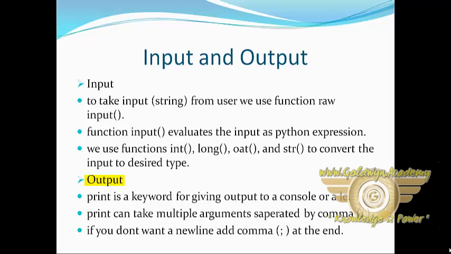Now we see the output. Print is a keyword for giving an output to a console or a file. Print can take multiple arguments separated by comma. If you don't want a new line, add comma at the end.